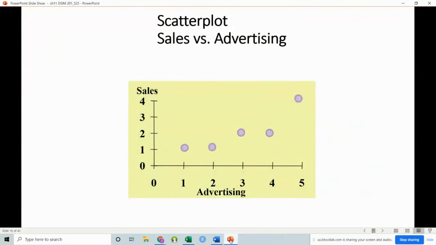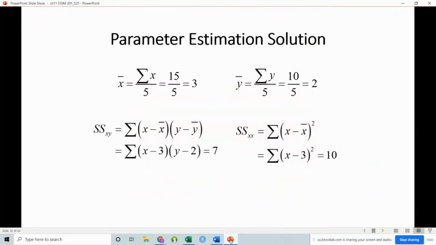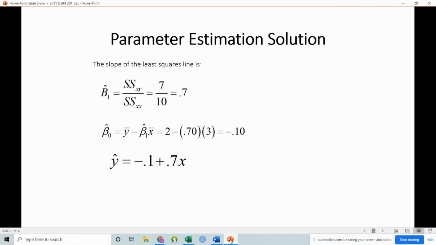So the scatter plot we generated. Let's see. This provides the manual way you would go about doing it. I highly suggest you use Excel instead of calculating out each SS or sum of squares, but this is how you would go about doing that for each of those points. It'll give you the same answer though. So our estimated line, linear function, is negative 0.1 for beta 0 and 0.7x for beta 1. So that's what our line looks like.